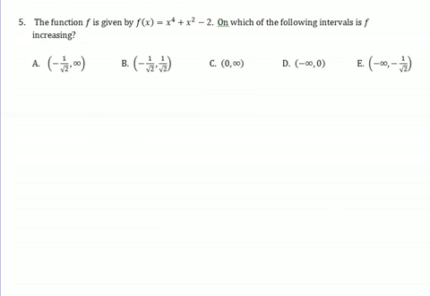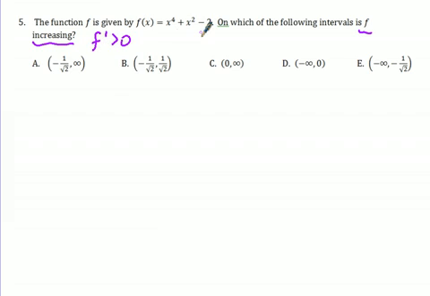Question number 5. The function f is given by f of x equal to x to the 4th plus x squared minus 2. On which of the following intervals is f increasing? So this is a flashcard question. F increasing, whenever you see that, I want you to think, what does that mean? What did we learn on our flashcard? And we're going to write it down. This means that f prime has to be greater than 0. So I want to know when f prime is positive, because that's what's going to make f be increasing.